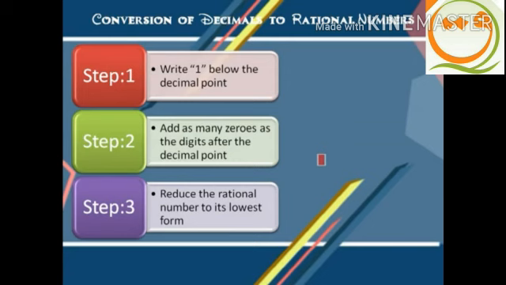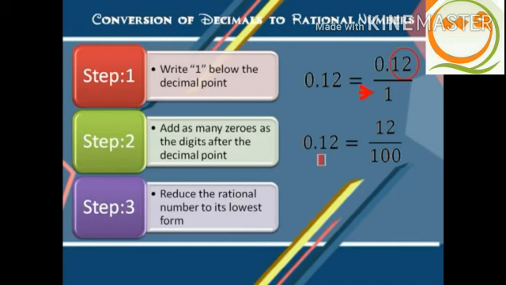Let us do this with an example. I have a decimal number 0.12. Step 1, write 1 below the decimal point. So I have written 1 below the decimal point. Step 2, add as many zeros as the digits after the decimal point. I have 2 digits after the decimal point, so I will add 2 zeros in the denominator after 1, as well as getting rid of the decimal point. So my decimal number 0.12 will be converted into the rational number 12 over 100.